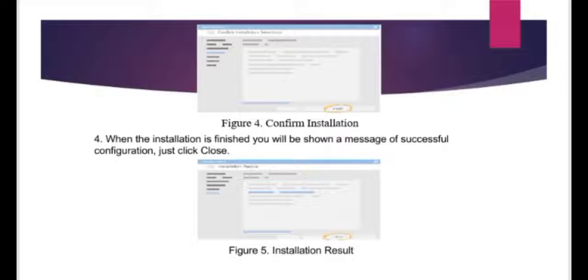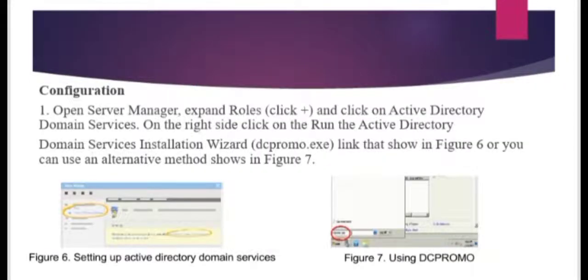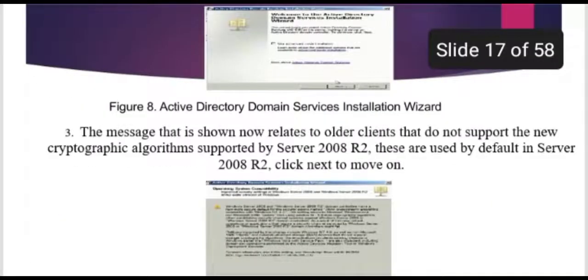Just click close. Number 5. Installation result. Configuration. Open the Server Manager, expand roles, click Active Directory Domain Services. On the right side, click Run the Active Directory Domain Service Installation Wizard. The link shows Figure 6, or you can use alternative methods shown in Figure 7. Figure 8. Active Directory Domain Services Installation Wizard.